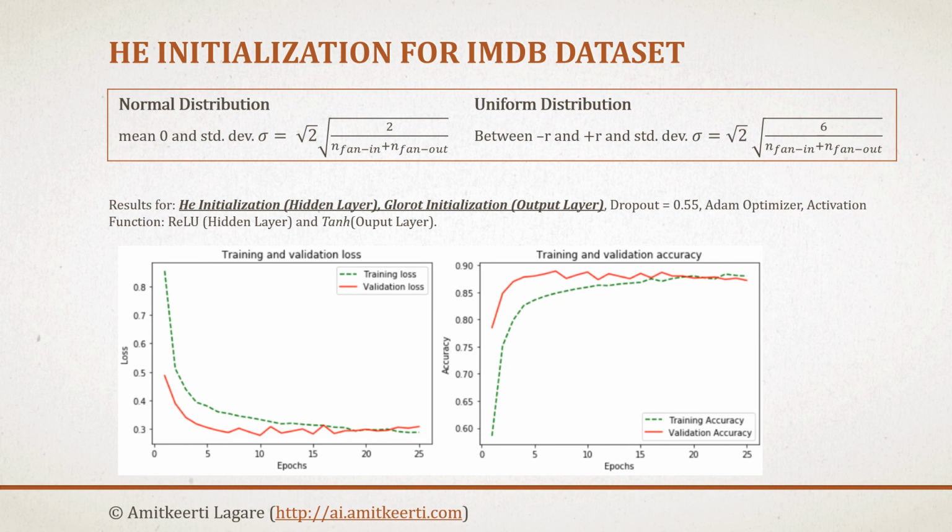When we applied the He initialization to the hidden layers of the model for IMDB dataset, and when we simultaneously applied the Glorot initialization to the output layer with tanh as the activation function, there was no additional improvement seen in either the loss or the accuracy of the model. Hence, initialization is not going to help improve the accuracy or loss of the model.